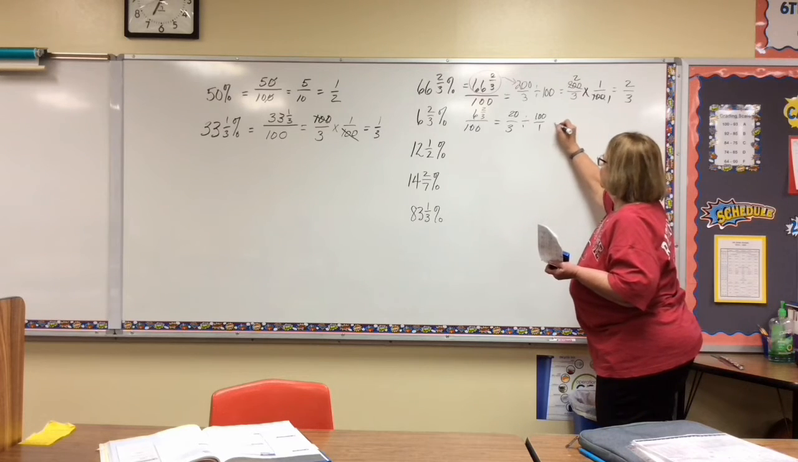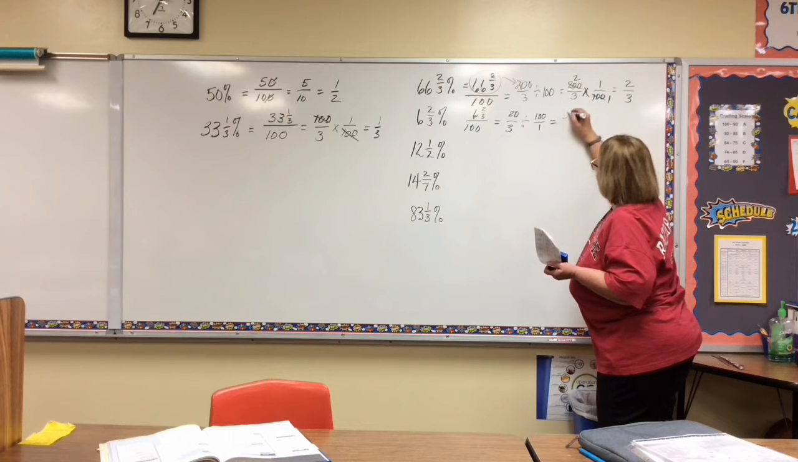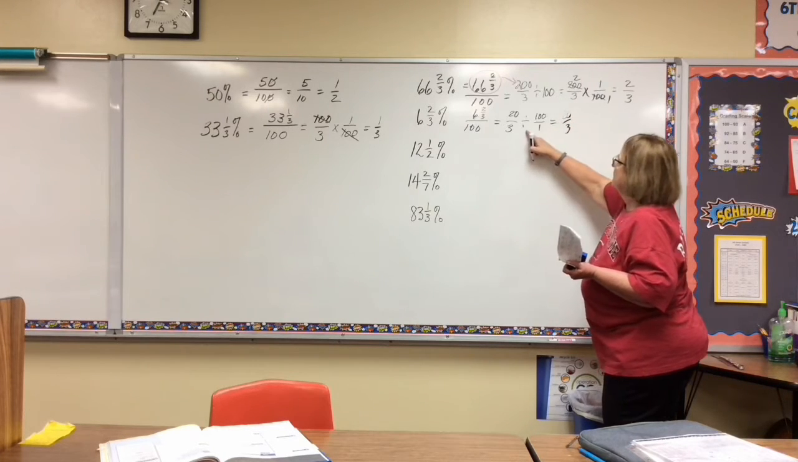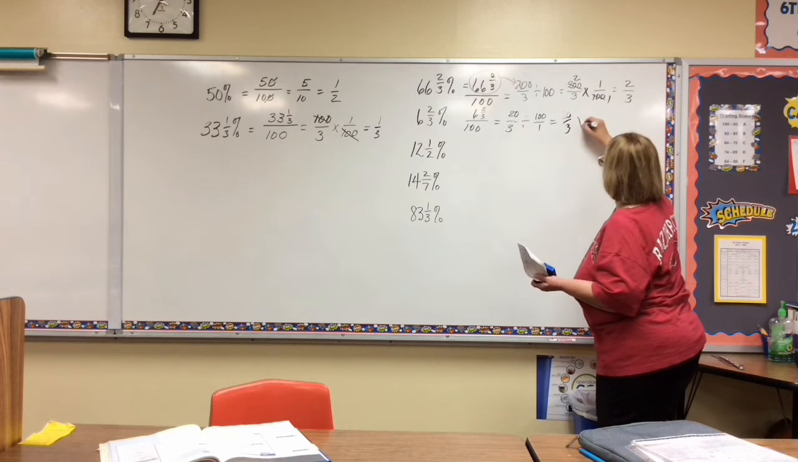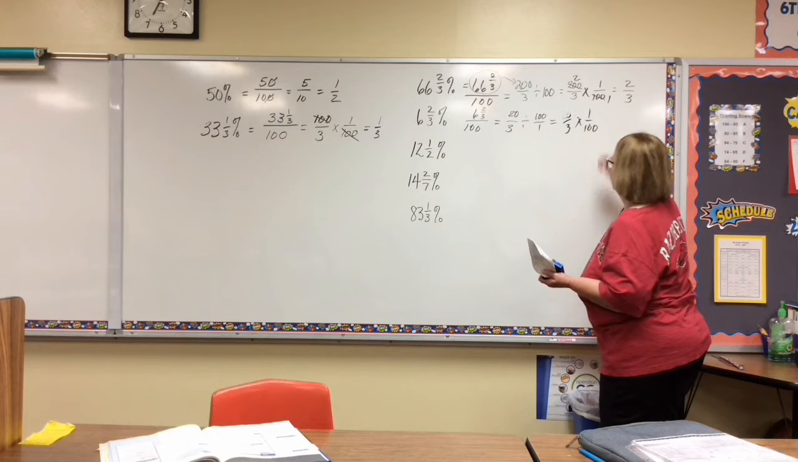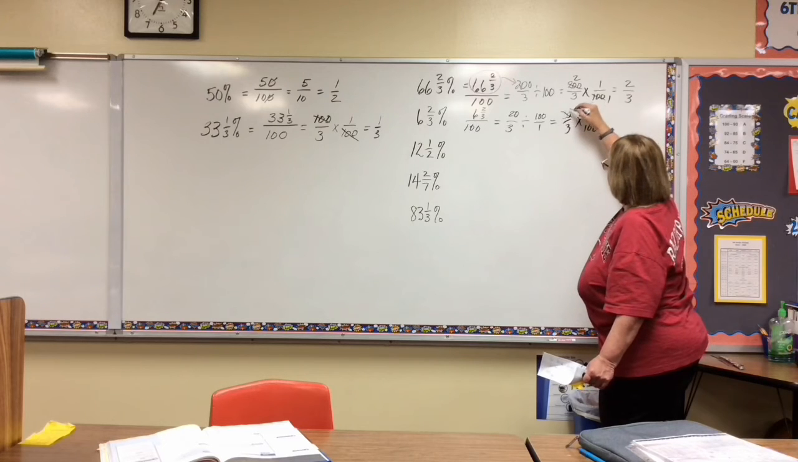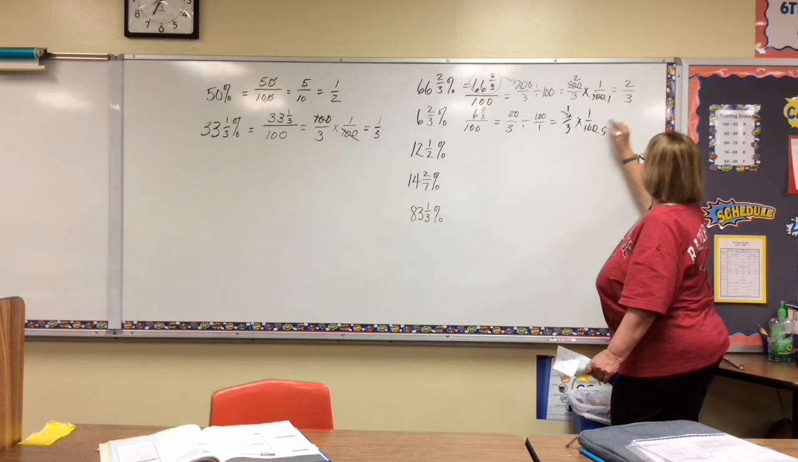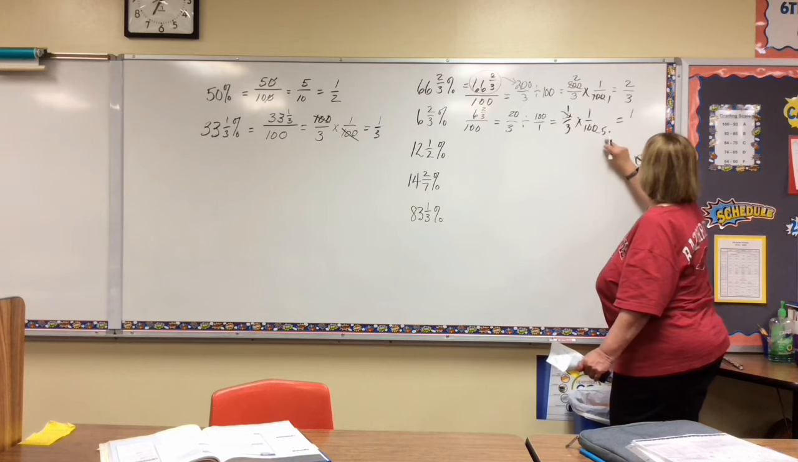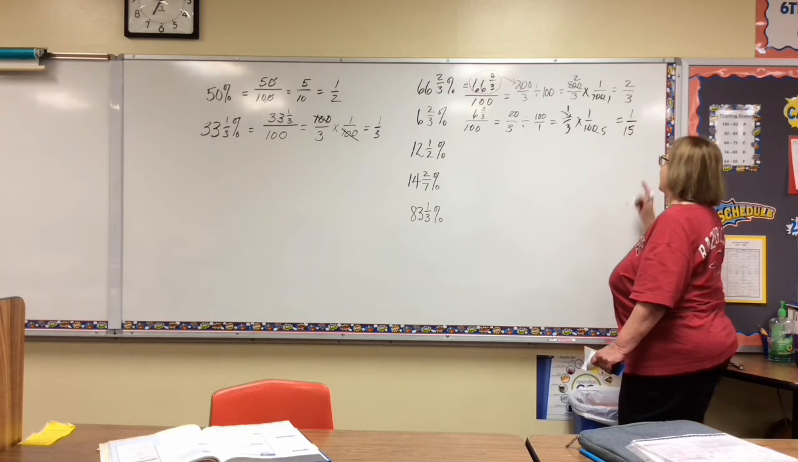Now I'm going to change that to a multiplication problem. 20 over 3. Instead of divided by, I'm multiplying by the reciprocal, which is 1 over 100. Now, let's cancel. 20 goes into 100 5 times. So now I have 1 times 1 is 1. 3 times 5 is 15. 6 2/3% is the same as 1/15.